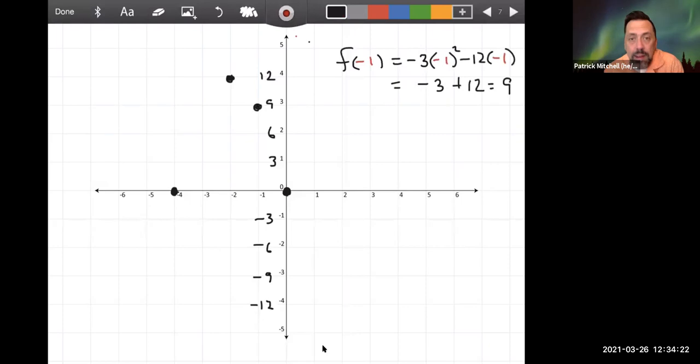And remember my symmetry. I don't know if it's going to ask me for the axis of symmetry. I have a feeling it won't this time. But your axis of symmetry would be right here. And that helps me understand that if I have this point, negative 1, 9, then I also have this point over here. Okay, so now I feel really comfortable drawing that parabola. It's going to look something like this.